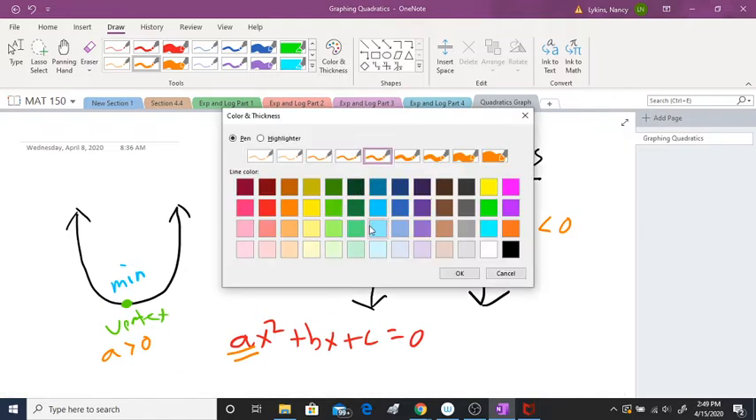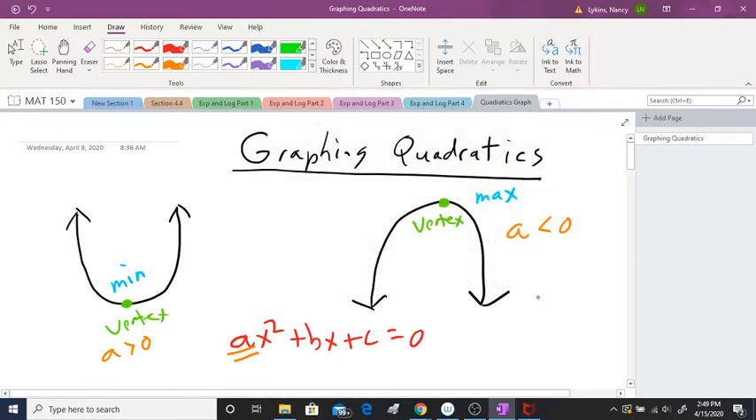Now, one other thing I'm going to make note of, if we found out A is 0, this is not a quadratic. It would probably be linear.